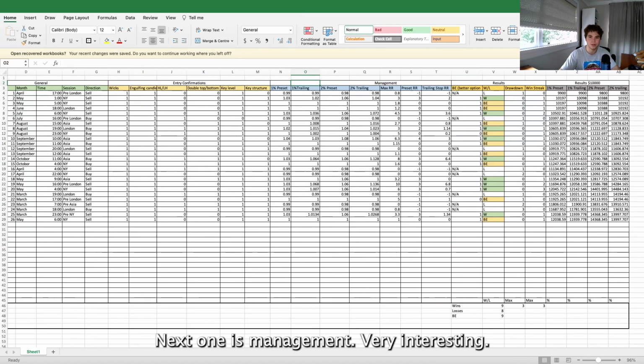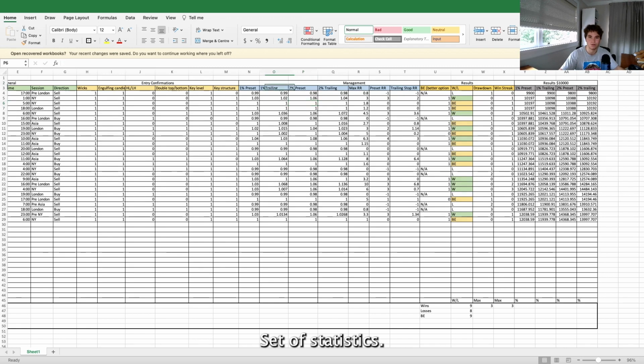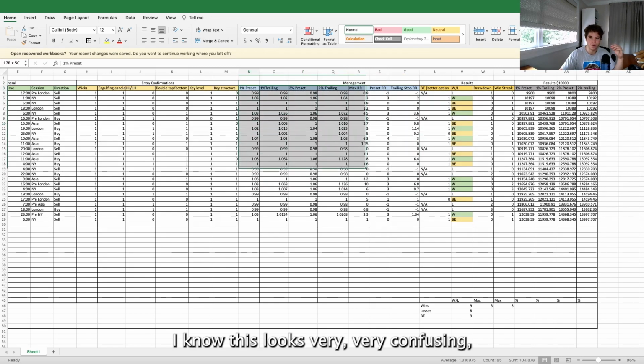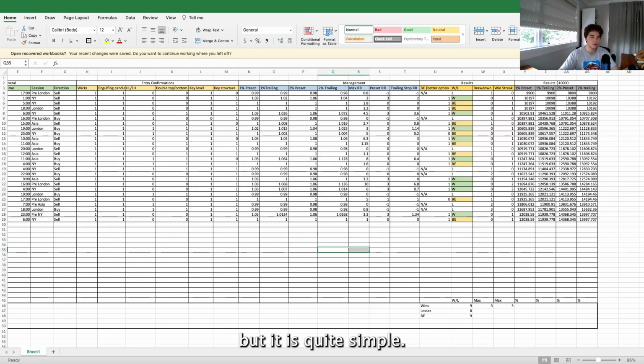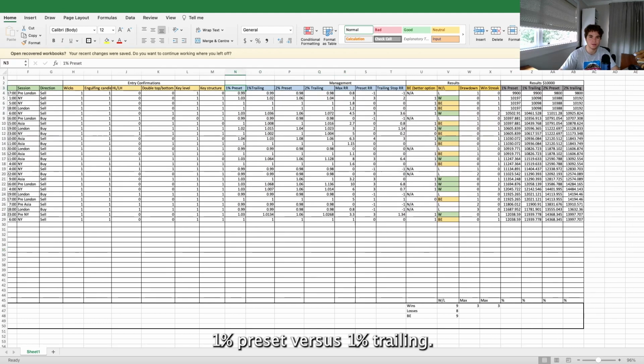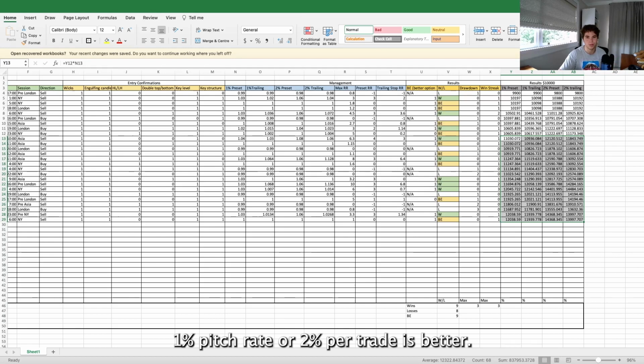The next one is management. Very interesting set of statistics. I know this looks very confusing, but it is quite simple. 1% preset versus 1% trailing. The 1% means that I'm risking 1% of my account per trade. If we look at the results, 1% preset obviously is going to move a lot slower than the 2% preset. What I'm trying to figure out is, if we have a drawdown, whether it's better at 1% or 2%. So I'm trying to figure out whether risking 1% per trade or 2% per trade is better.